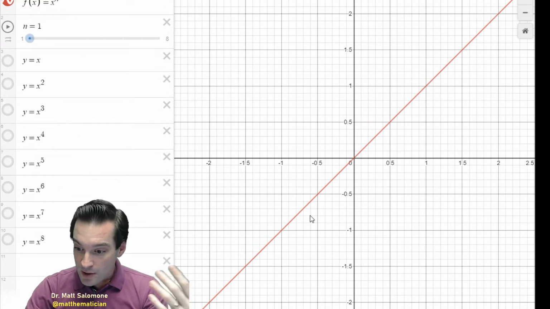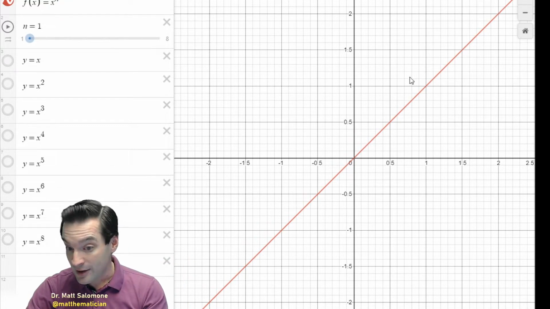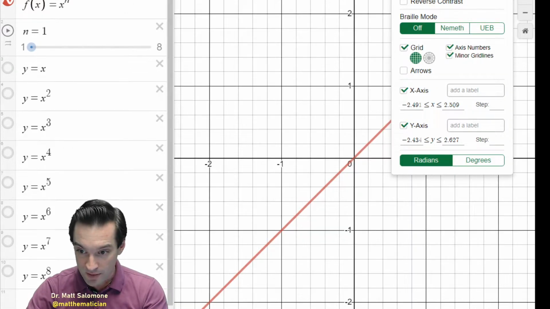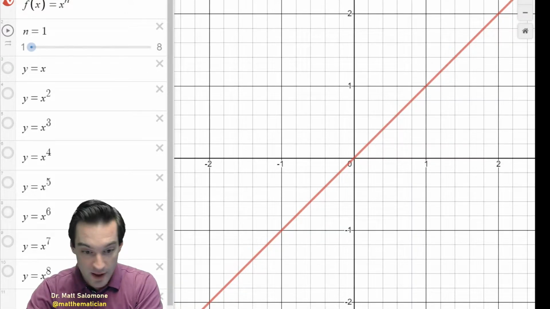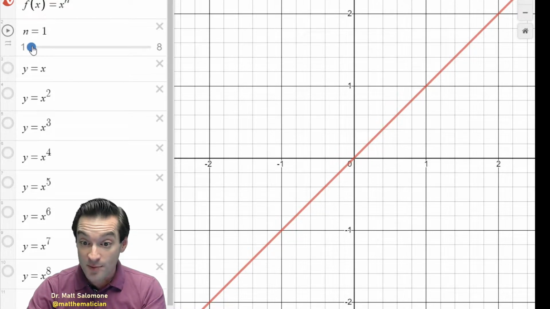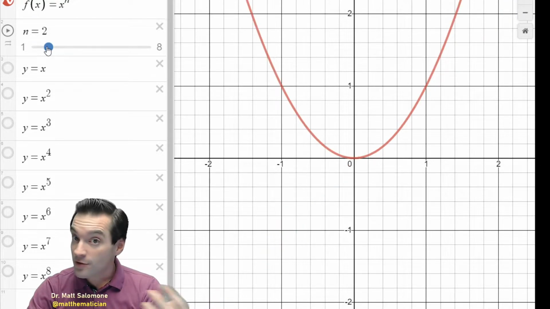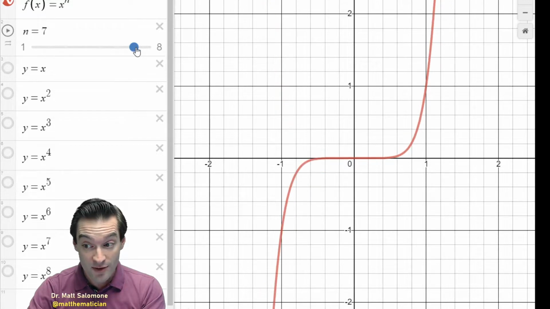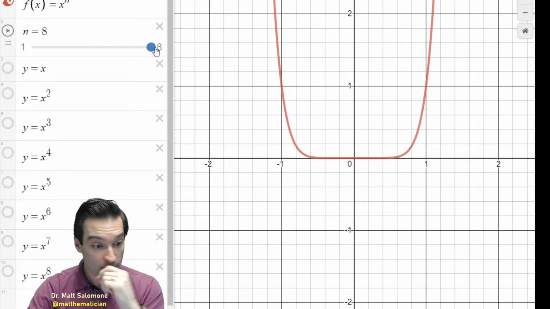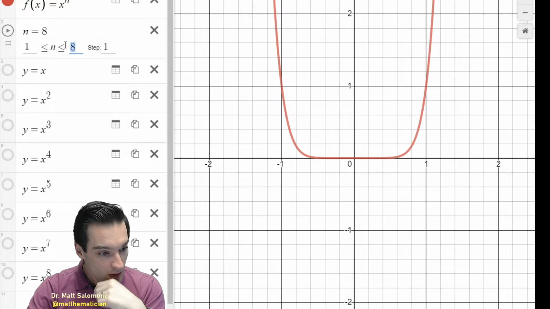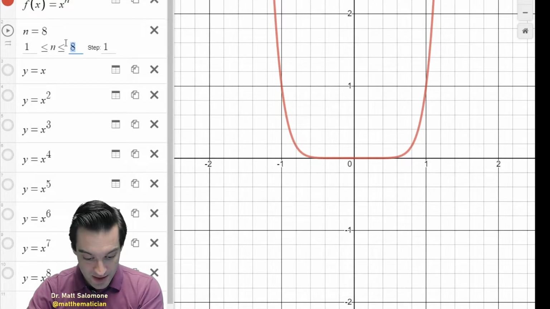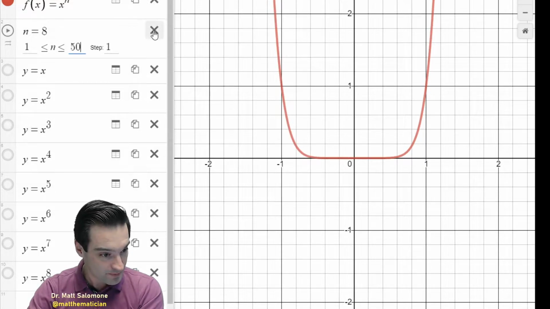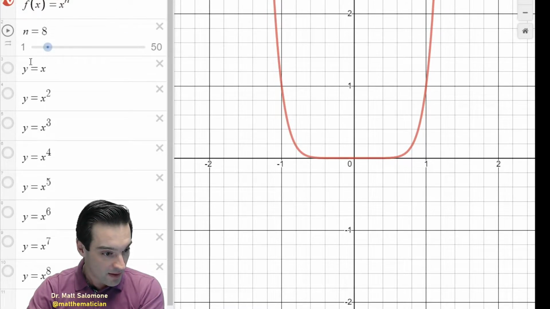Here on our screen right now, we are looking at f of x equals x to the power 1. This is the diagonal line graph, y equals x. Let me expand that out a little bit so we can see it better in the video. But then what happens as I increase that exponent? f of x equals x squared is our familiar parabola, f of x equals x cubed is the cubic, then x to the 4th, 5th, 6th, 7th, 8th, and so forth. If we wanted to, we could even extend this out to x equals 50, and see what happens.